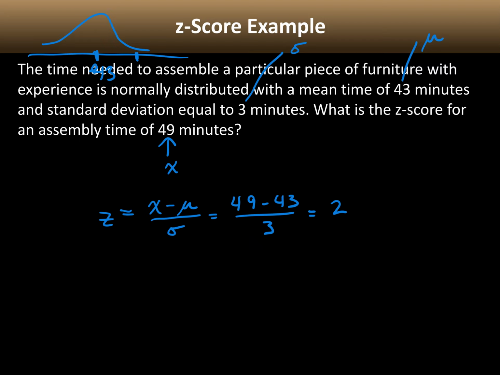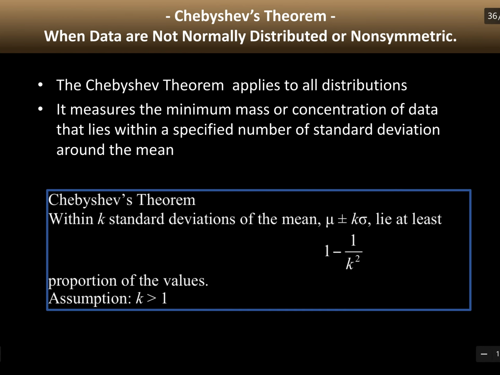So you want to keep in mind that the empirical rule is only used for normally distributed data. If the data is not normally distributed, what can we do? So what we do is we use the Chebyshev theorem. This is when the data are not normally distributed, and this will measure the minimum mass or concentration of data that lie within a specified number of standard deviations around the mean.